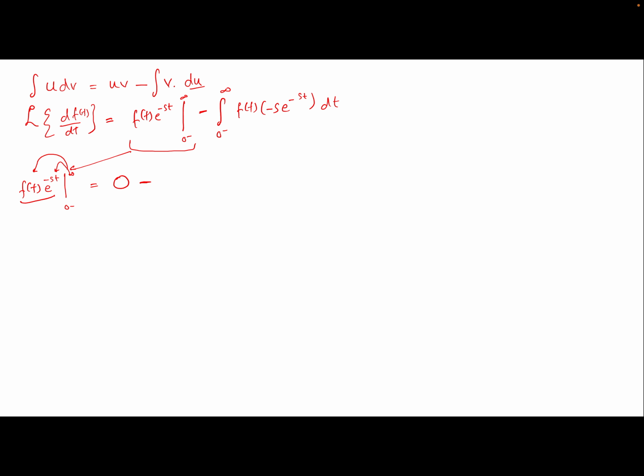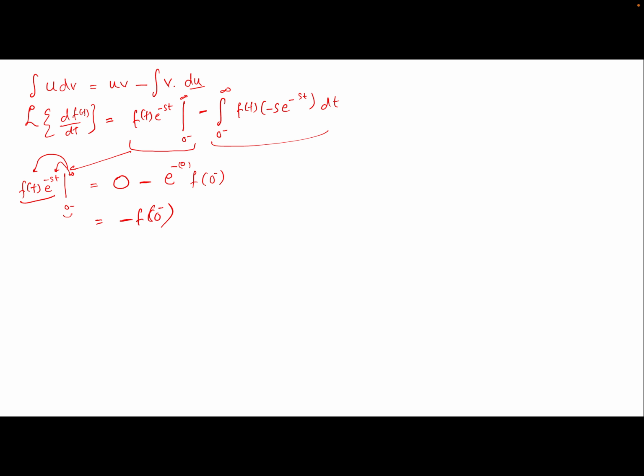Minus, let's put now 0 over here. If I put 0 over here, it is going to come out to be e raised to power minus 0 times f of 0 negative. So this should come out to be minus of e raised to power minus 0, which is 1, times f of 0 negative. Okay, so the first term comes out to be this.